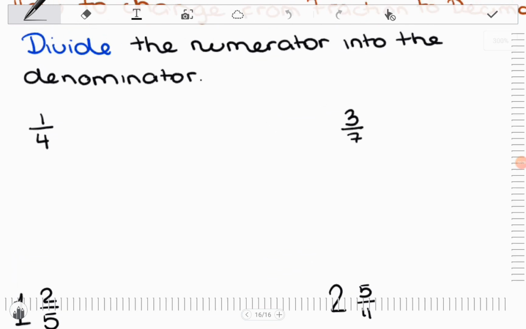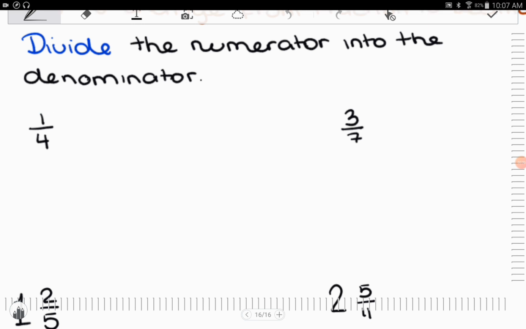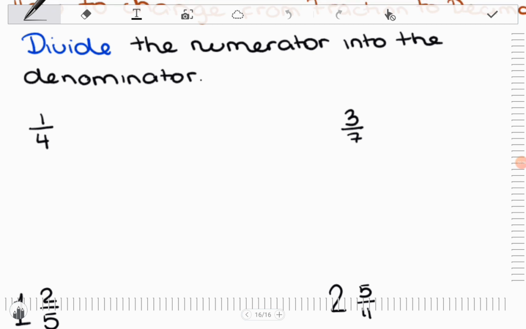So for example, in this first fraction, we have to divide 1 into 4. So remember this. The number on top is going to go into the division, and the number at the bottom is going to go outside. Remember that the order is going to change. Here is 1 over 4, here is 4, and then 1. Okay? 1 divided by 4.